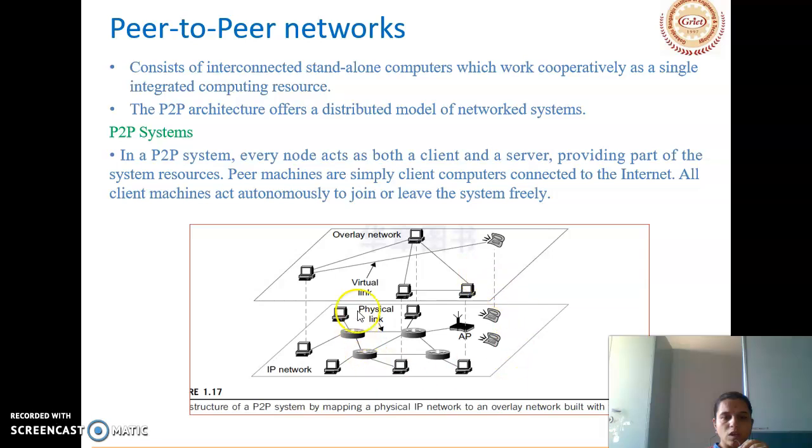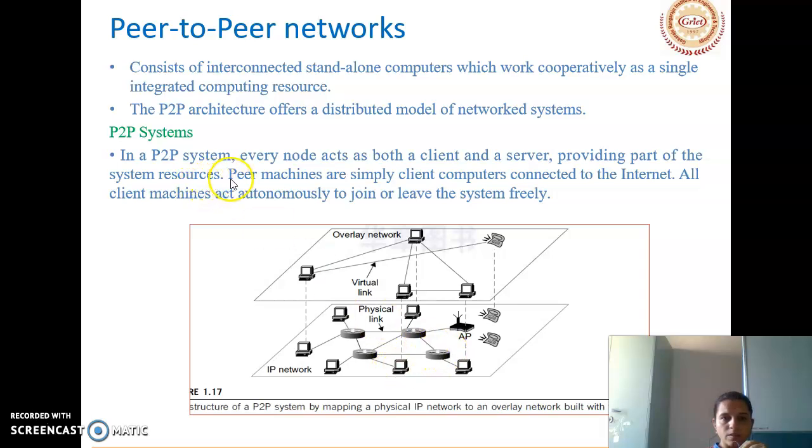The diagram shows how the P2P systems are connected to each other. These are the systems, nodes, and these are the routers or something which will be connected together. Each system is connected to the other one. Please check here, a physical link will be there. Each and every system will be connected to the other one.